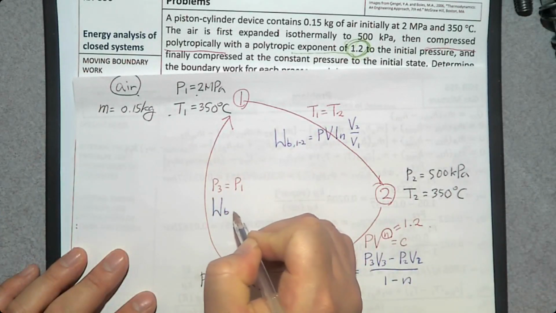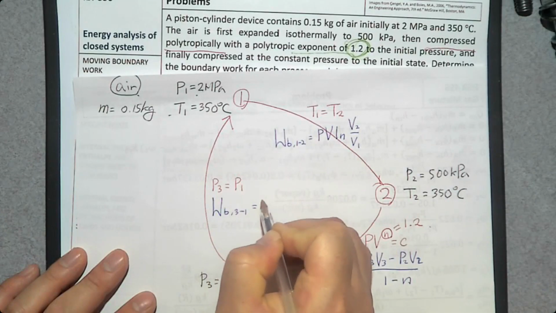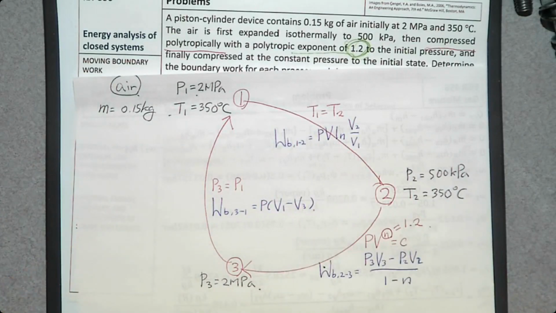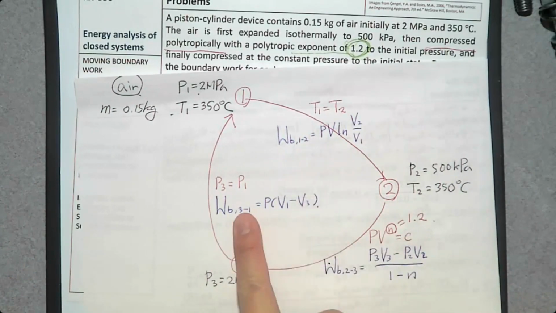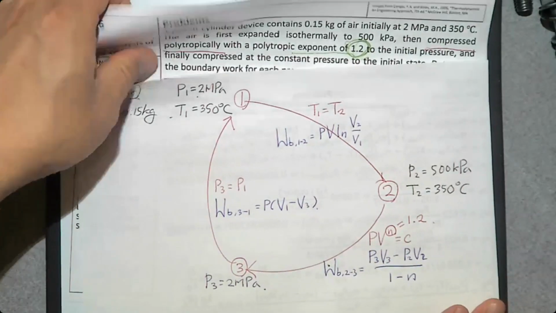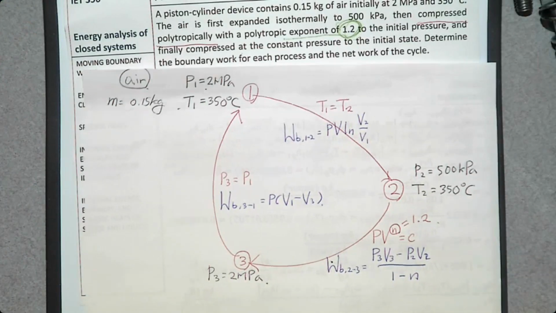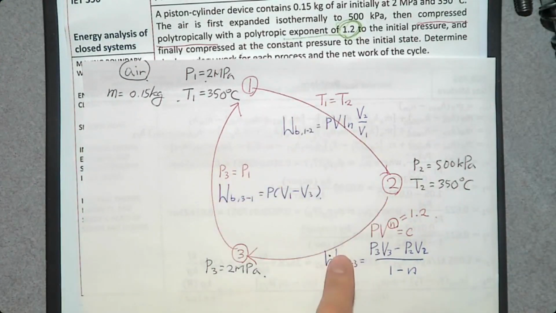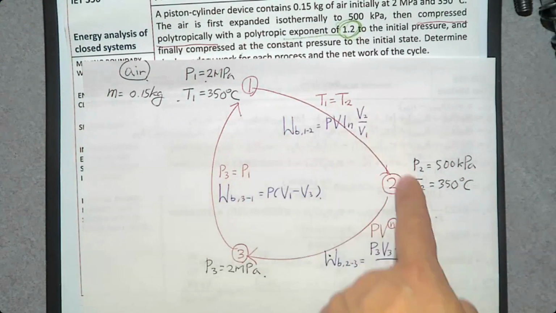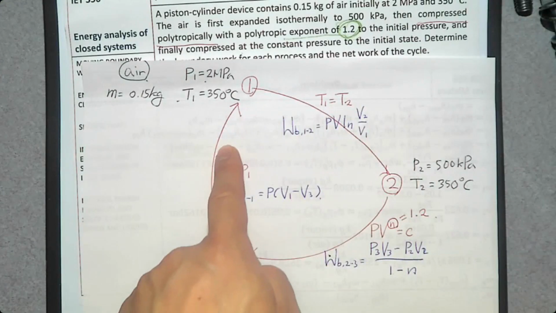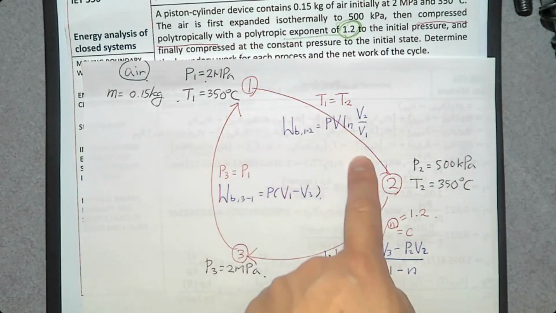Moving boundary work between 3 to 1 is P V1 minus V3. So we want to determine the moving boundary work for each process, this one, this one, this one, and we are going to determine the net work of the cycle, which means that we are going to calculate the sum of these 3 to determine the net work for this cycle. Cycle means that the final state is going to be the initial state. So this becomes a cycle.